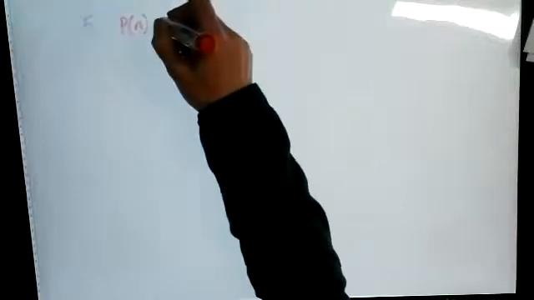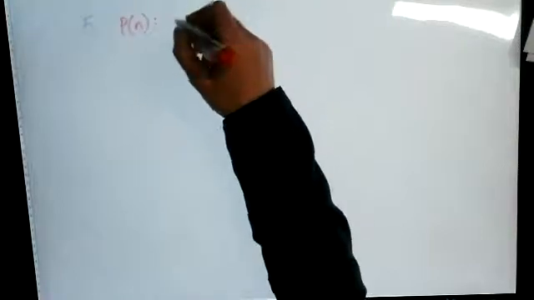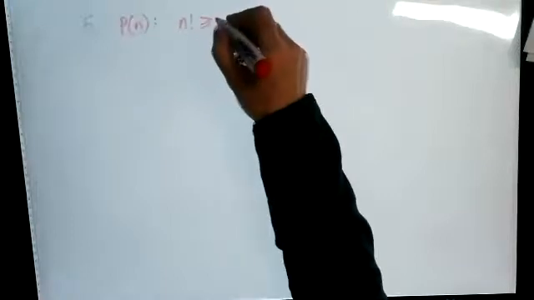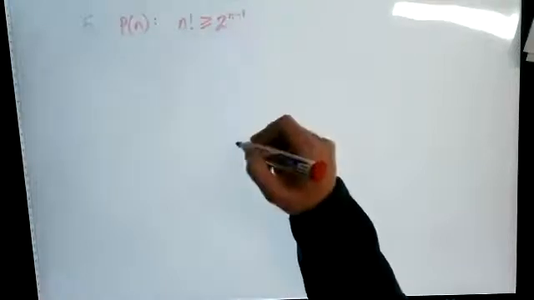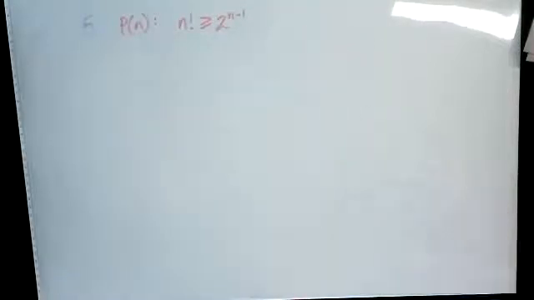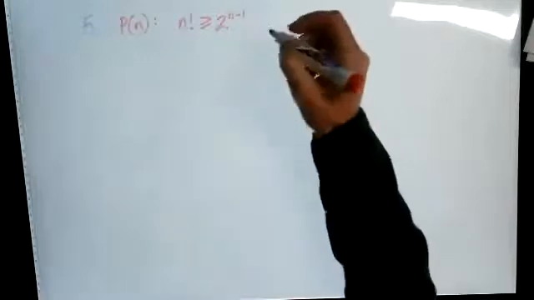So just check that for n. P(n): n factorial is greater than or equal to 2 to the power of n minus 1. Let's check this for n greater than or equal to 3.